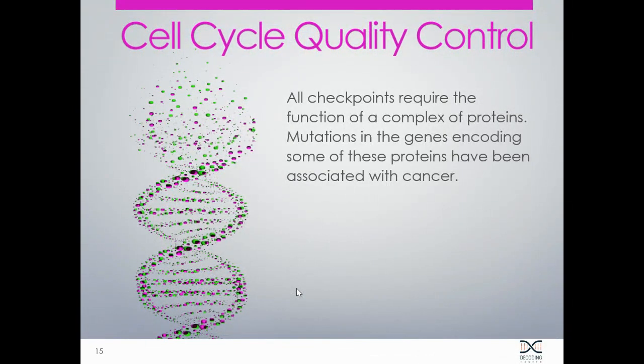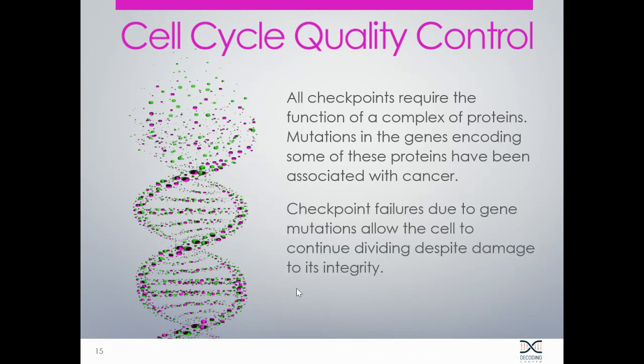So at these checkpoints, as you can imagine, it requires the function of a complex of proteins. Now, mutations in the genes encoding some of these proteins have been associated with cancer. These checkpoint failures due to gene mutations allow the cell to continue dividing despite damage to its DNA.